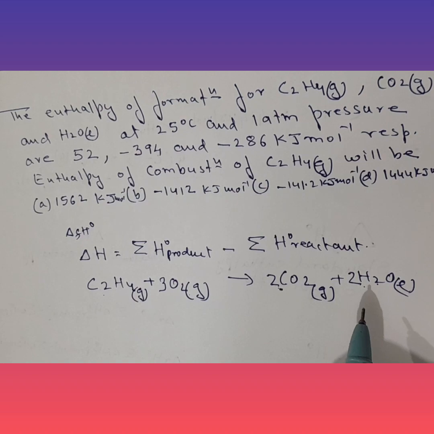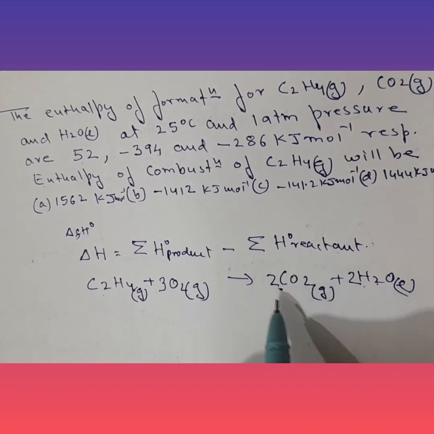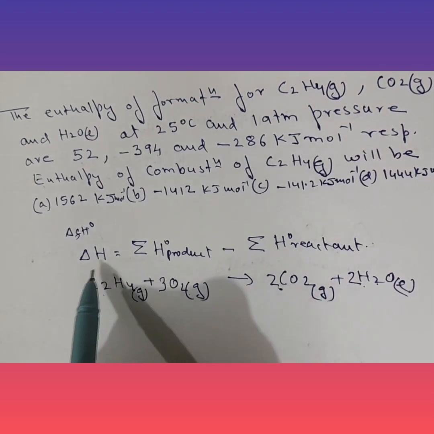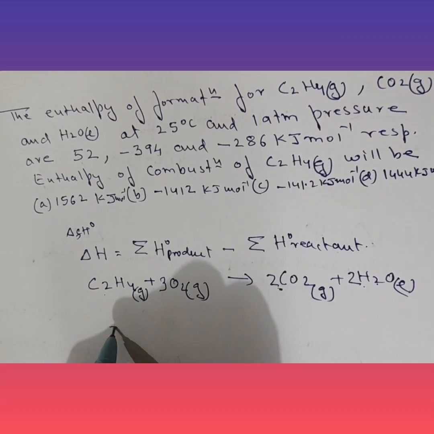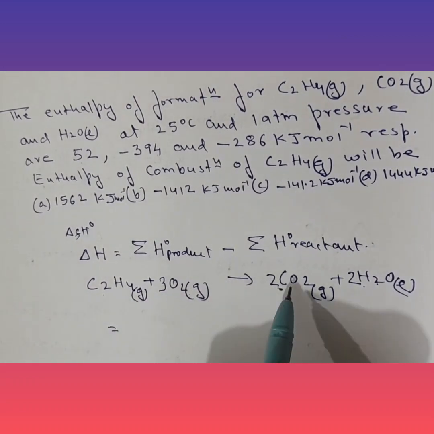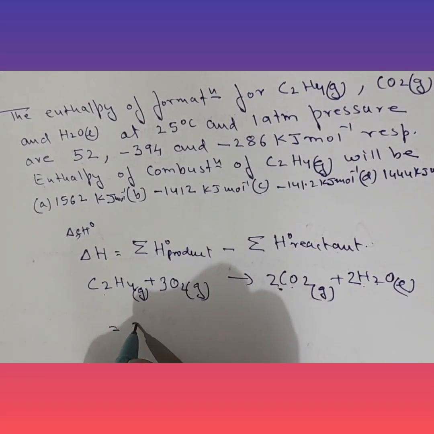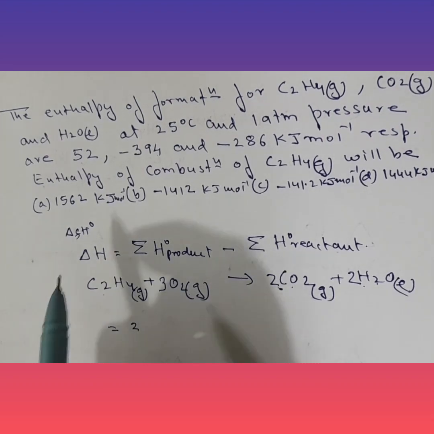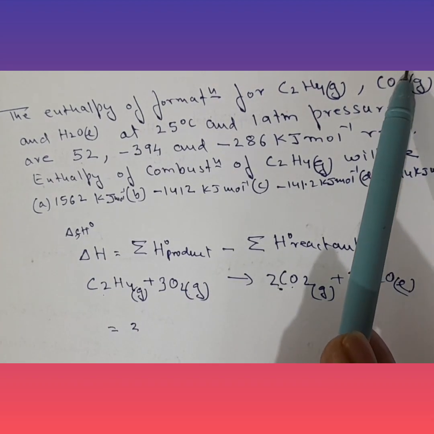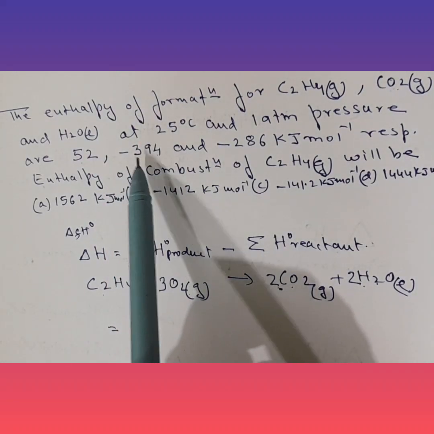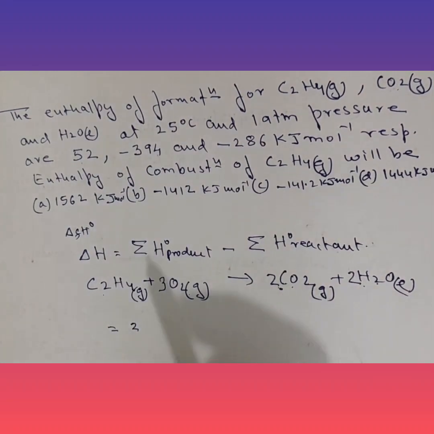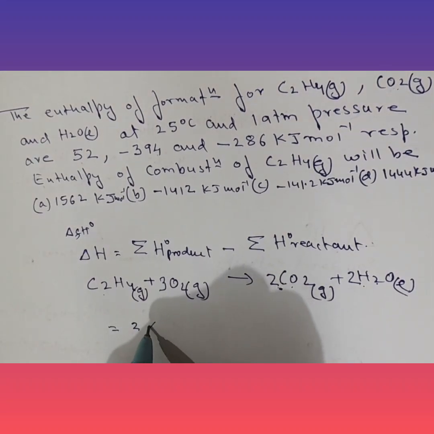So now what do we do? We just do summation of enthalpy of product minus summation of enthalpy of reactant. So this would be equal to, in product we have 2 of carbon dioxide, and for carbon dioxide it is provided that it is minus 394 kilojoule per mole. So there are 2 moles of carbon dioxide, so we would multiply this with 2 into minus 394, right?